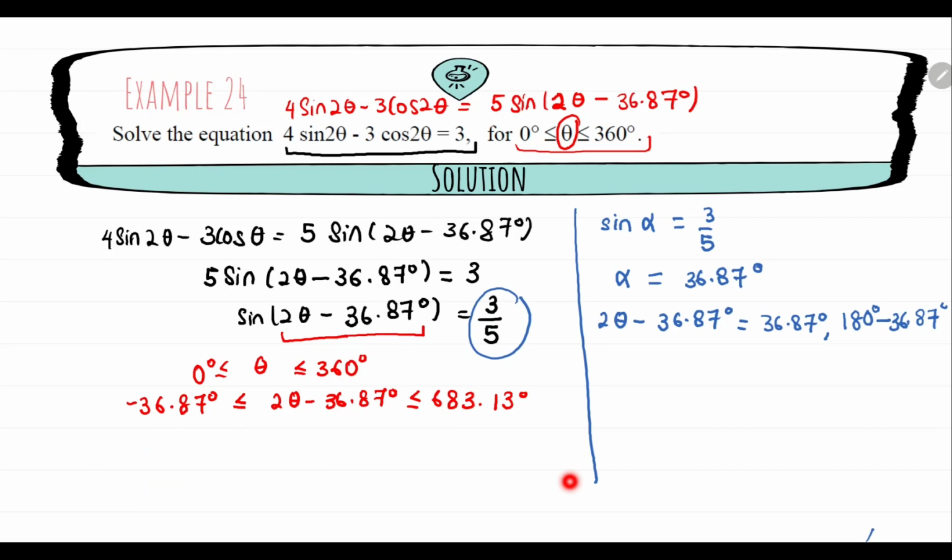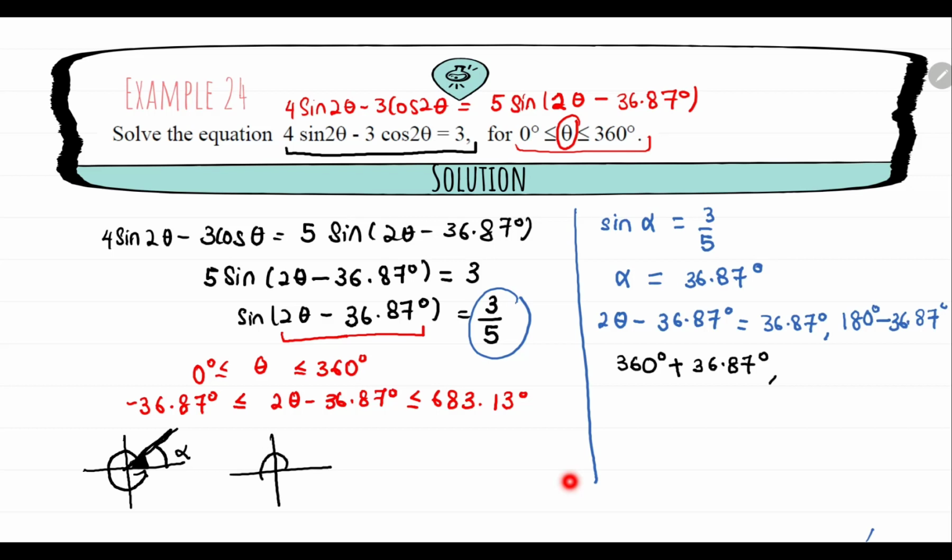We continue to find the angles until we reach 683.13. Now we have done the first and second quadrant. There's no angle in the third and fourth quadrant, so we continue with the second rotation. We check whether there is an angle in the first quadrant. One whole turn is 360 degrees, plus the reference angle, which is 36.87 degrees. This angle is still in the range, so we continue.